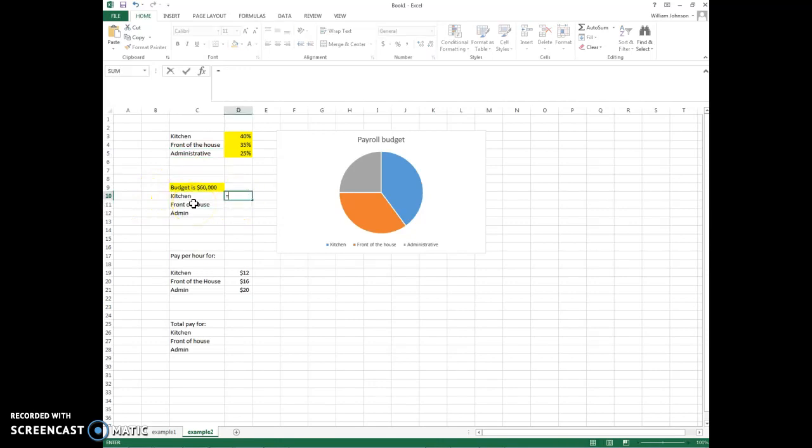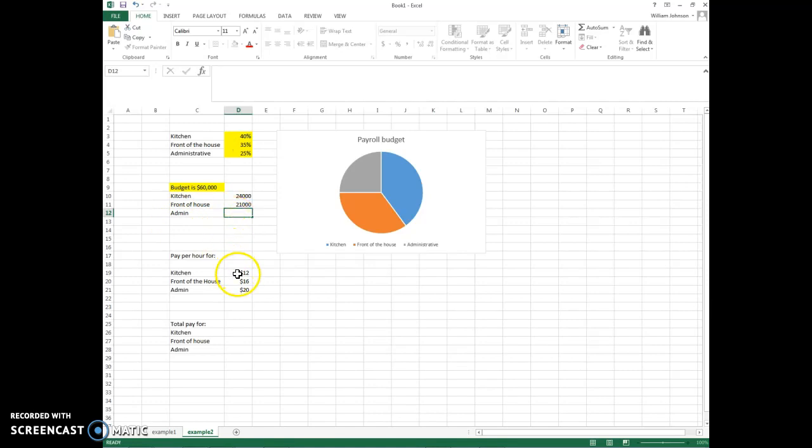How much does the kitchen get? Well, that's 60,000 multiplied by 40%. And look, I'm clicking the 40% box. Okay, so I'm going to pay $24,000 to the chefs, etc. And front of the house equals 60,000 multiplied by, there we go, 35%. You get the idea. So I have to pay $21,000.